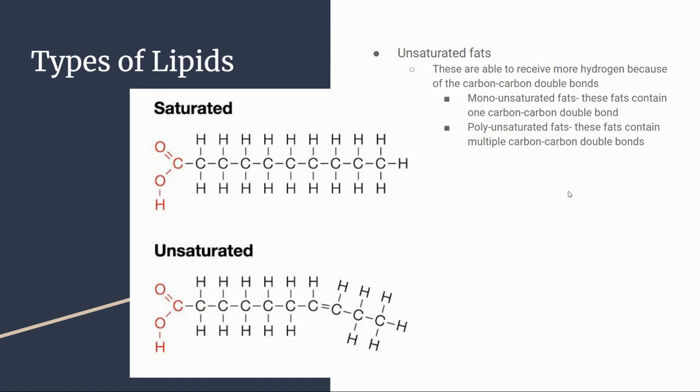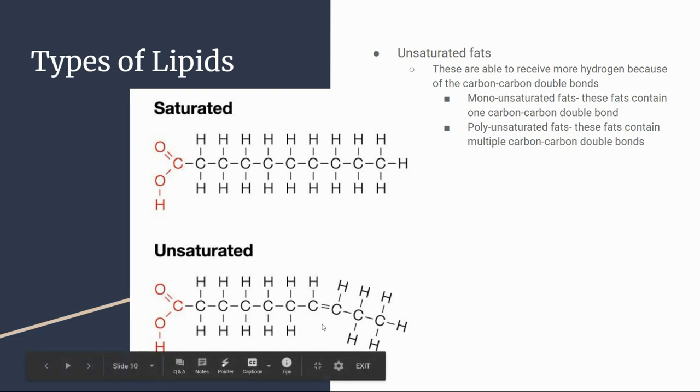Then you have unsaturated fats, and these are able to receive more hydrogen because of the carbon-carbon double bonds. Monounsaturated fats are fats that contain one carbon-carbon double bond, and polyunsaturated fats are fats that contain multiple carbon-carbon double bonds. So right here you see a carbon-carbon double bond, and this would be a monounsaturated fat. Okay.